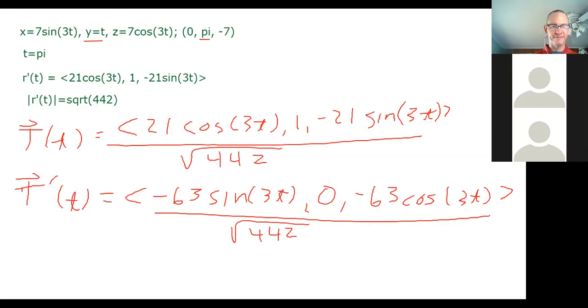Next, we need to find the magnitude of that. So this is going to be a little bit easier to do. You have a 63 squared sine squared plus a 63 squared cosine squared. So it's going to be the square root of 63 squared. So therefore, 63.